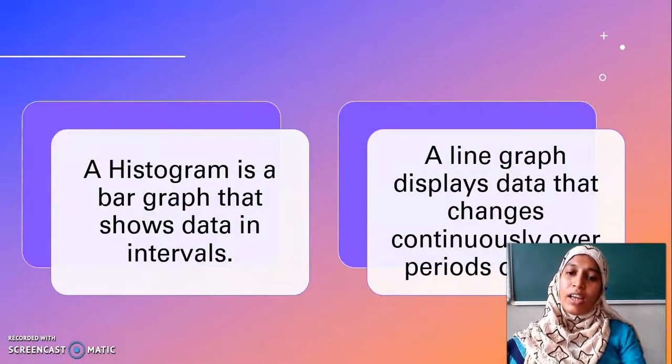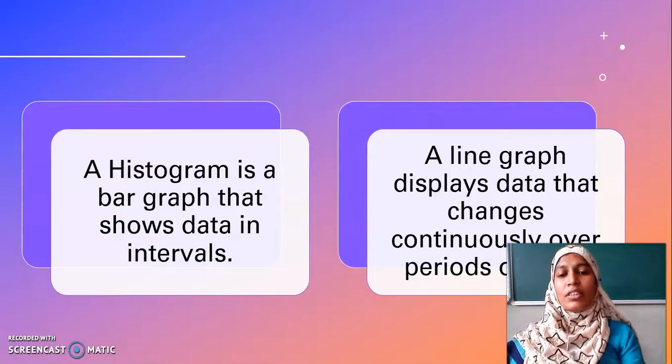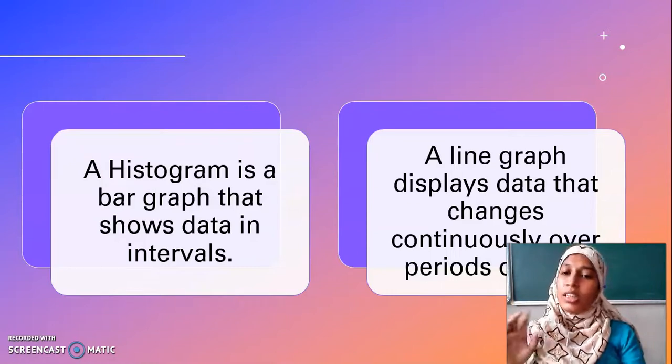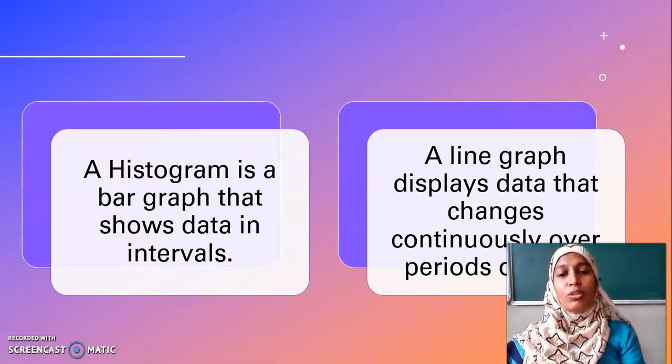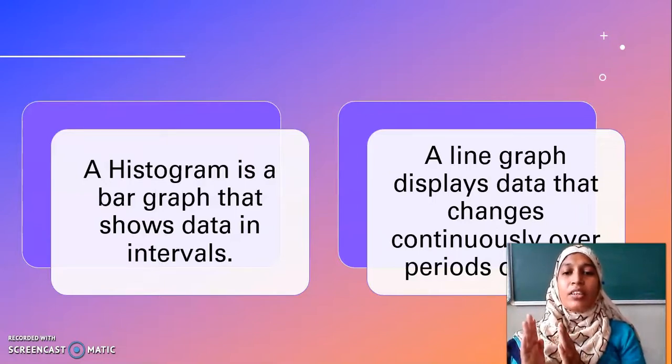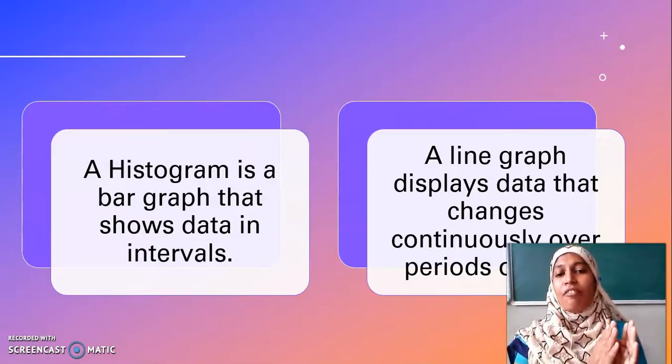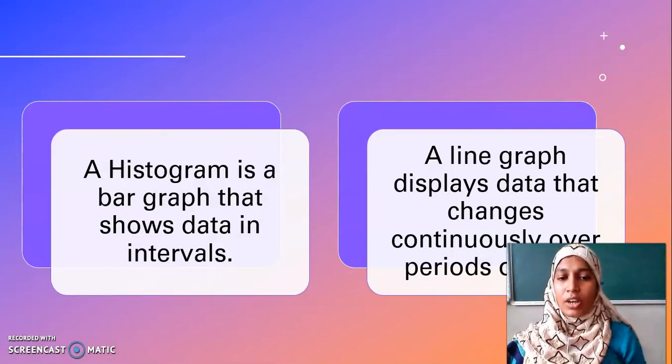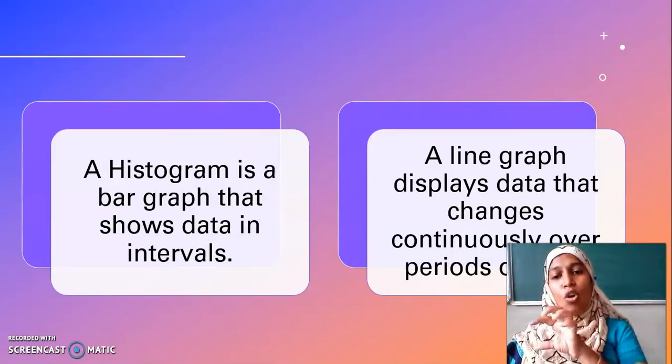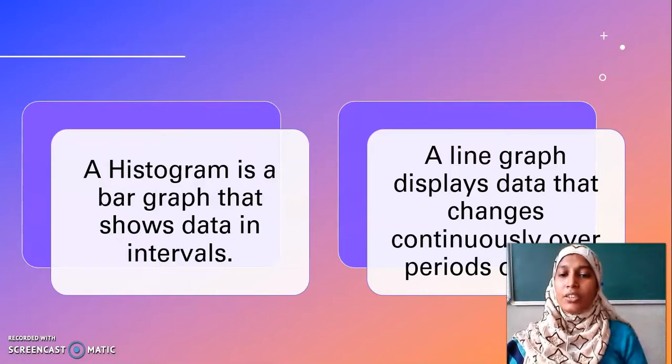Okay. Now what other things have we learned? Histogram. Very good. A histogram is a bar graph that shows data in intervals. When we have intervals, we cannot go in for a bar graph or pie chart. The only thing we can do is a histogram. Okay, children, are you able to recall the difference between bar graph and histogram? In a bar graph, we will have space between each and every bar, whereas in a histogram, we will not have any gap. All the bars will come continuously together.